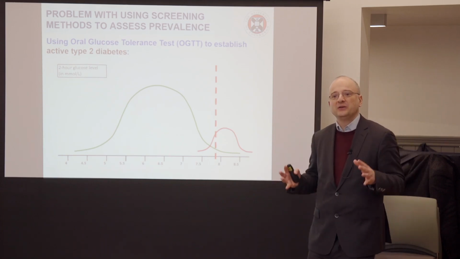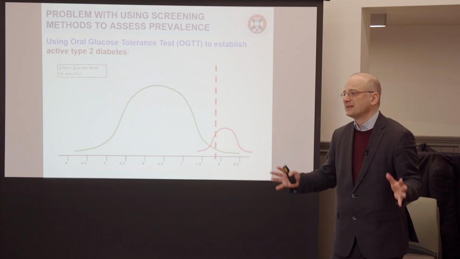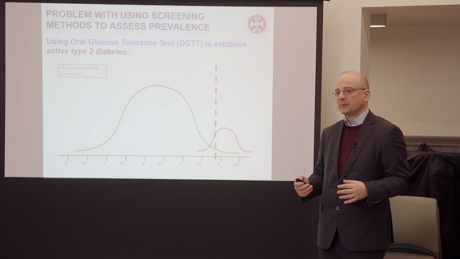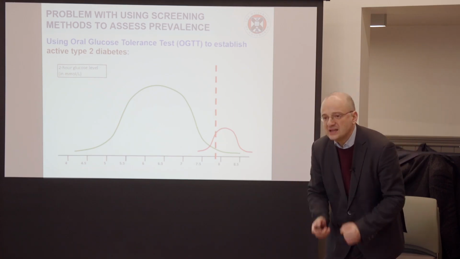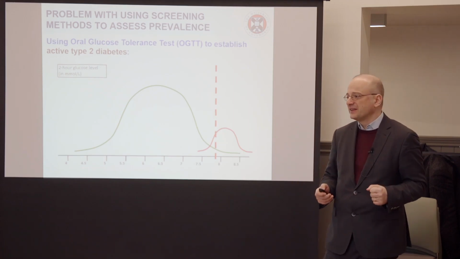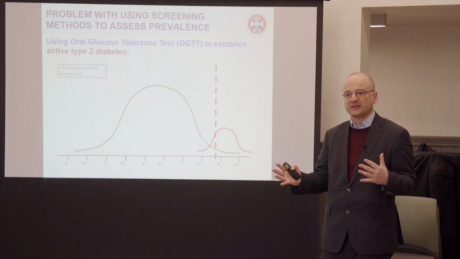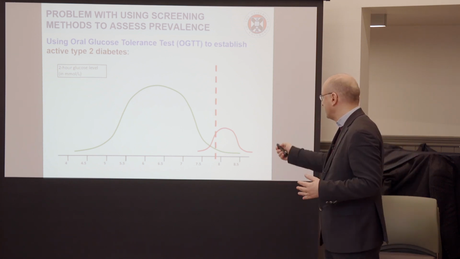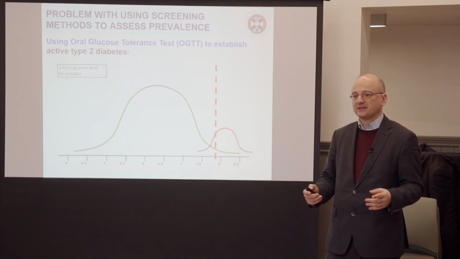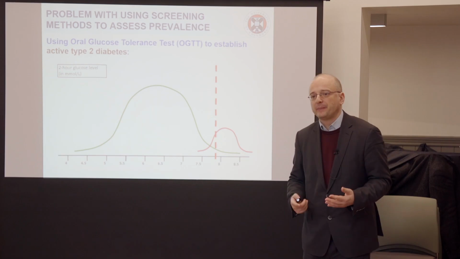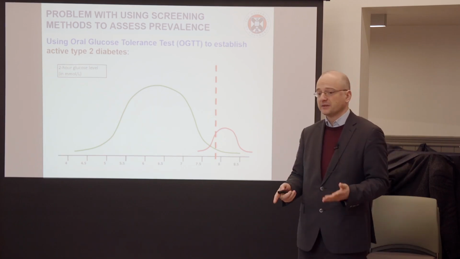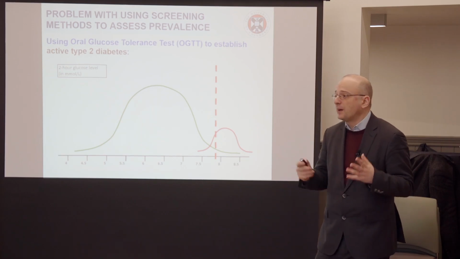So if you are doing a prevalence estimate in the population, a burden estimate in the population using a screening test of the disease, you need to really understand the properties of this screening test, what is sensitivity and what is specificity, and then you need to play with them and play with these distributions to understand what's going to happen.